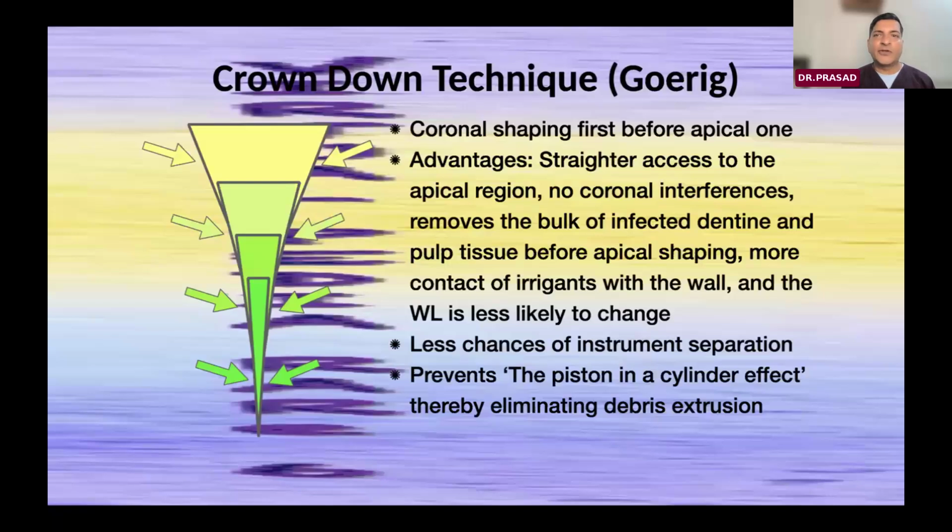The next technique was introduced by Marshall and is called the crown down technique, where coronal shaping is prepared first before the apical one. So coronally you are flaring the canal. Advantages are straighter access to the apical region, because we are dealing as pedodontists with curved canals many a time, so this is of great advantage. There are no coronal interferences, it removes the bulk of infected dentine and pulp tissue before apical shaping, there is more contact of irrigant to the wall and vest, and the working length is less likely to change, with less chances of instrument separation. It prevents piston in cylinder effect, thereby eliminating debris extrusion.